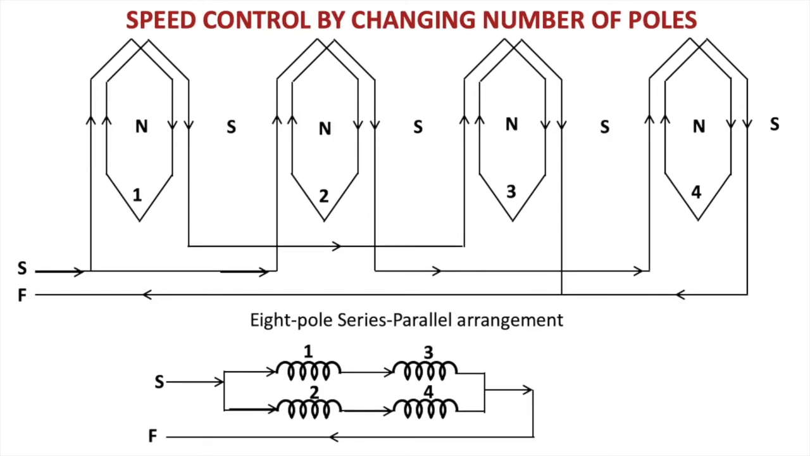Now, how can it be changed? If you make this combination series parallel, you have the same current direction in coils 1 and 3 as before, but the direction of current in coils 2 and 4 is reversed by connecting them in parallel with coils 1 and 3. The reversal of the current takes place after every 2 conductors and a new pole is formed. Therefore, the 4 poles have changed to an 8 pole configuration, and when you change the number of poles from 4 to 8, you are reducing the synchronous speed, and therefore you can achieve speed control.